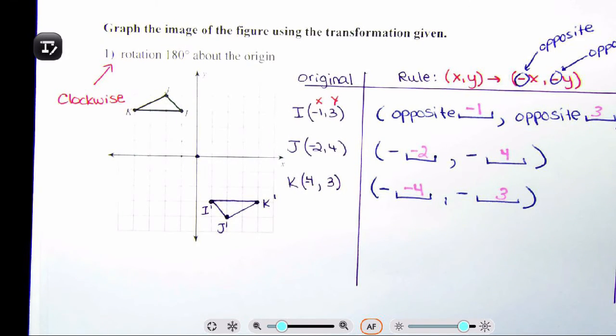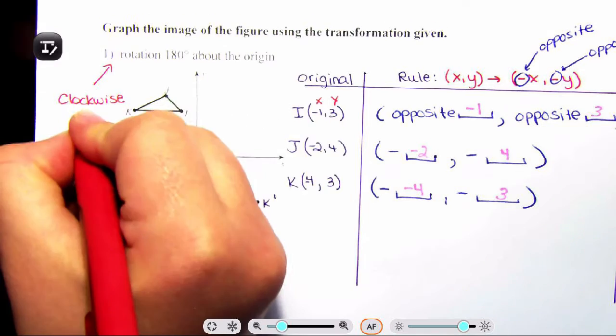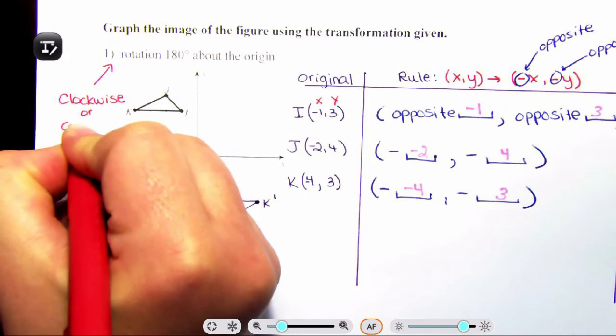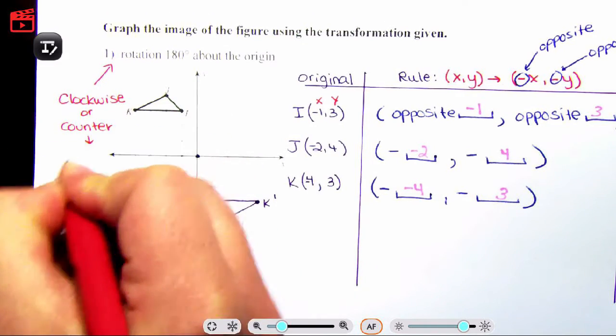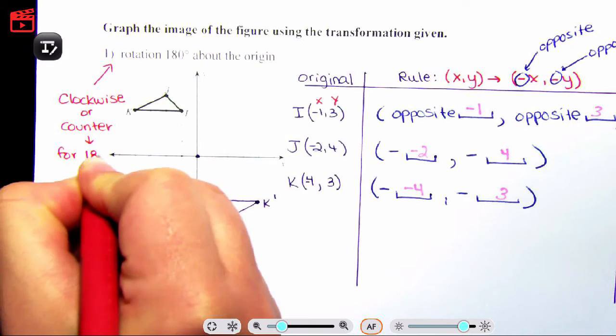And again, we're doing clockwise or counterclockwise since the rule is the same. Let's write that. Clockwise or counterclockwise for 180 degrees, the rule is the same.